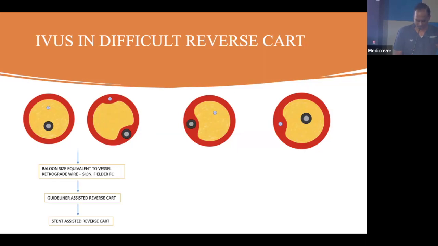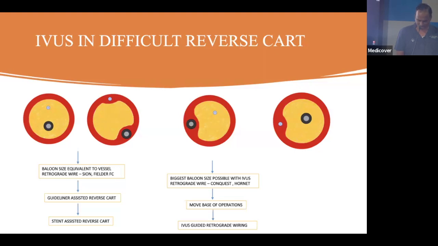And stent-assisted, we are not using. I mean, it's not in practice as of now. I think I should say it's very rarely used. And when your antegrade is subintimal and retrograde is intraluminal, this is the case I showed you. You can move the base of operations, or you can just do IVUS-guided retrograde wiring as I already showed.